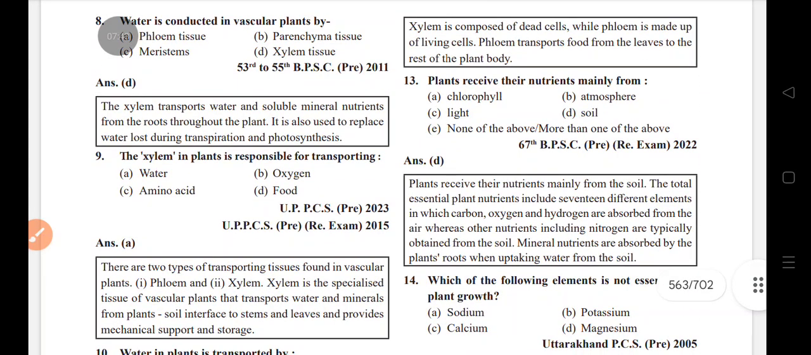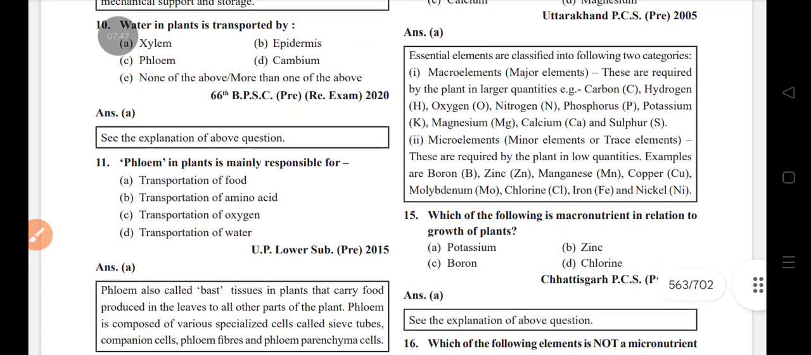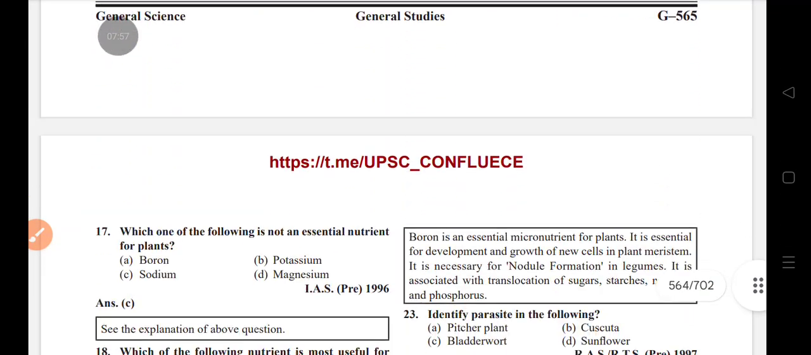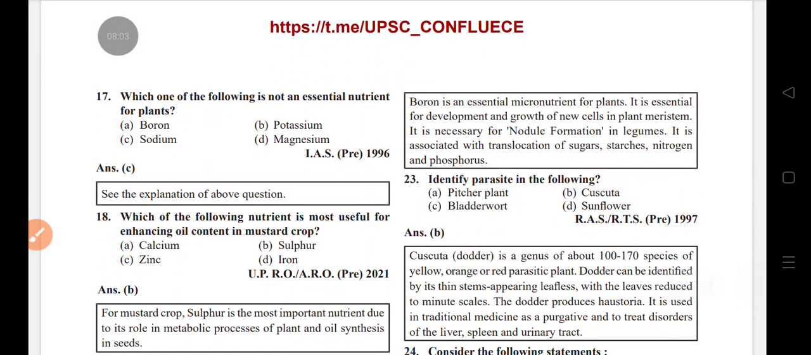Which of the following elements is not essential for plant growth? Sodium. Macronutrient in relation to growth of plant: potassium. Which of the following is not a macronutrient in plants? Magnesium. Which one of the following is not an essential nutrient for plants? Sodium. Which one of the following nutrients is most useful for enhancing oil content in mustard crop? Sulfur.